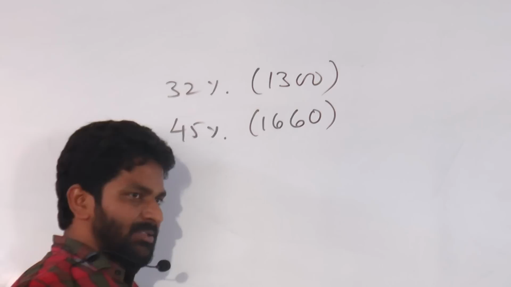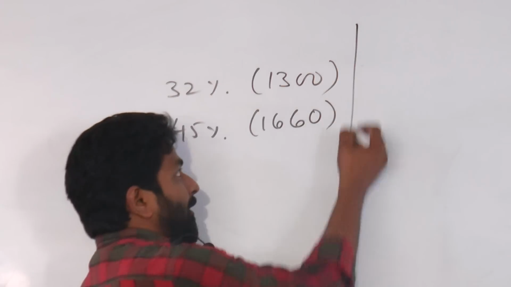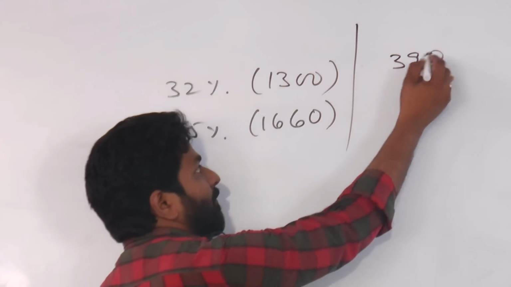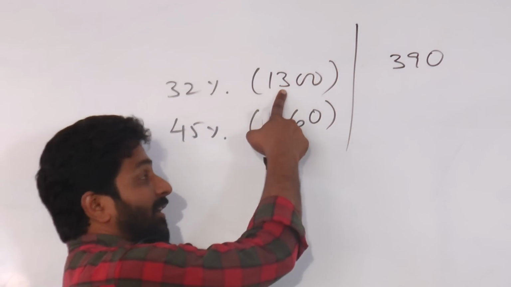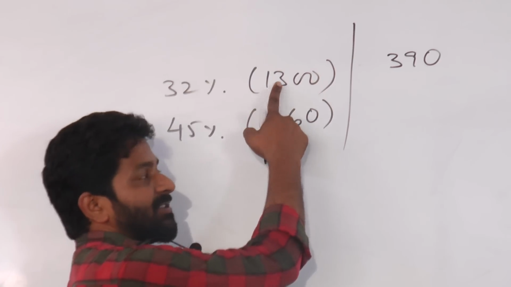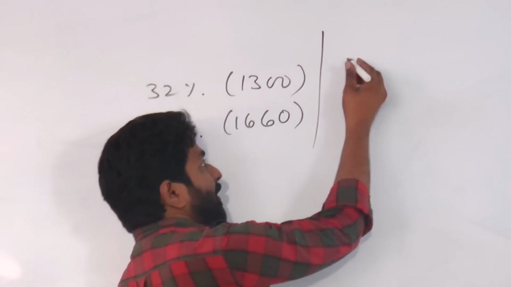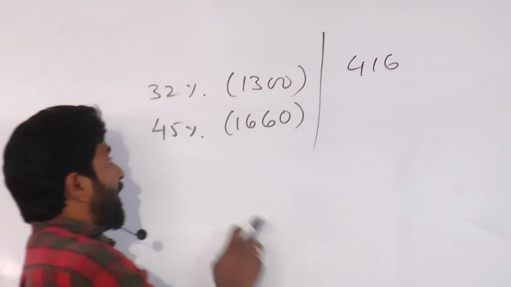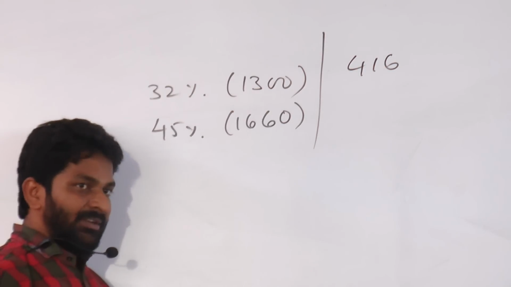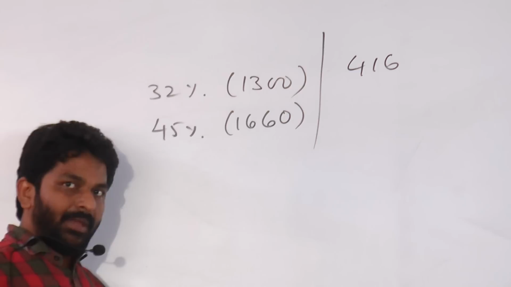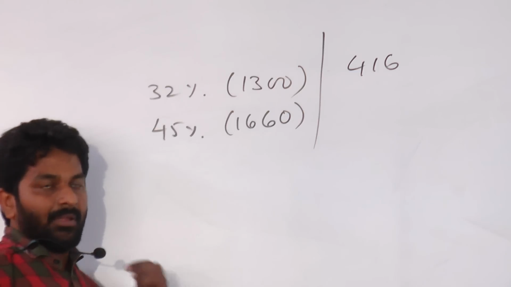30% plus 2%, no problem. 30% is 390. 1% is 13, 2% is 26. And from 26, that becomes 416. Now you need to calculate 45%. Half minus 10% of it.